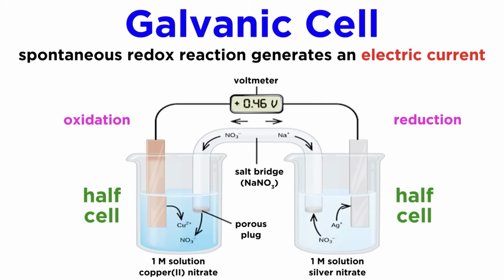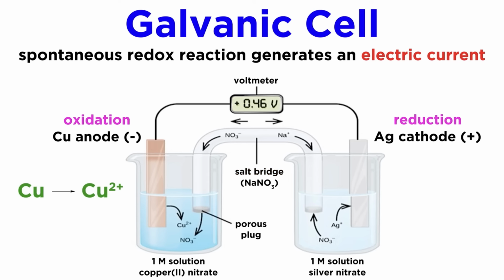Each beaker is called a half cell, and each half cell will have a metal electrode. The one that is made of the metal to be oxidized, in this case copper, is called the anode, and the one that contains the metal that is to be reduced, in this case silver, is called the cathode. The half cells are connected by a salt bridge that maintains charge balance.